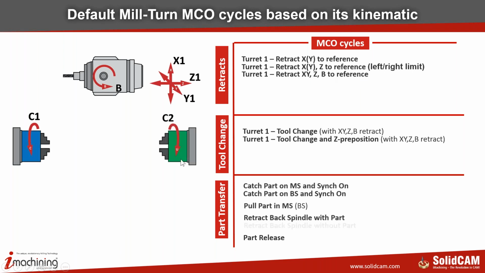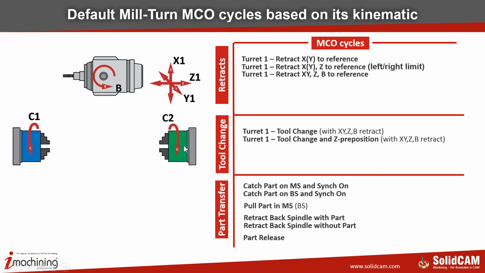Now let me show you what is happening when you have a subspindle. There are a lot of things going on. Nothing regarding the retracts or the tool change, but we have something about the part transfer. Now suddenly we have 5 more MCOs. What are these part MCOs? So let's see. The part catch: catch part on main spindle and start synchronization on.